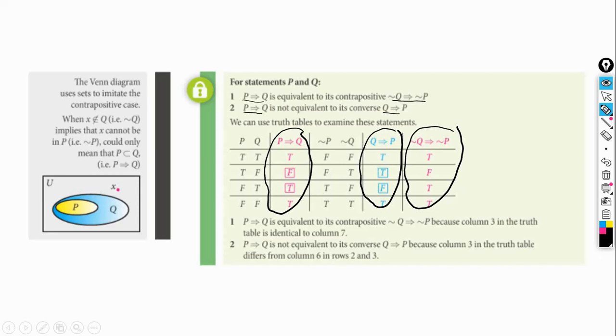The Venn diagram to the left can be used to illustrate the contrapositive case. When x does not belong to Q, therefore not Q, this implies that x cannot be in P, therefore not P. So that can only mean that P is a subset of Q, or if P, then Q.